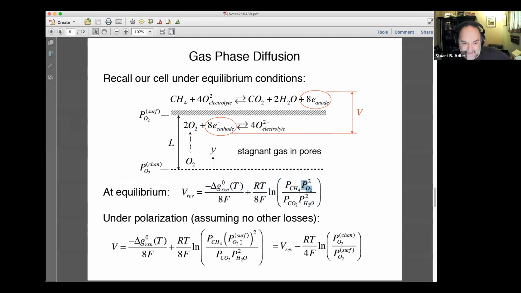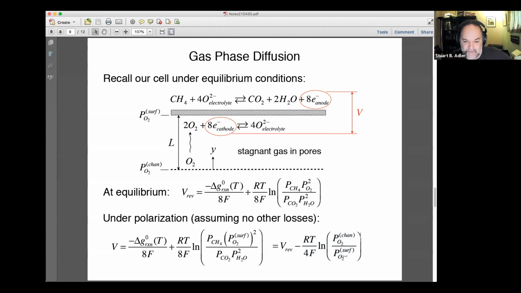And I can isolate that by rearranging this, separating the surface part, which is differing from the bulk, and write it as the reversible potential, assuming you had equilibrium with the gas and the bulk, minus a term, which is the log of the pressure ratio between the channel where the oxygen is at full concentration versus the surface where it's at low concentration. So basically you get this shift in Nernst potential just due to the difference in concentration.